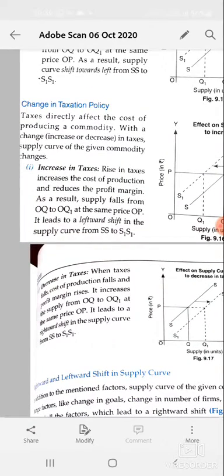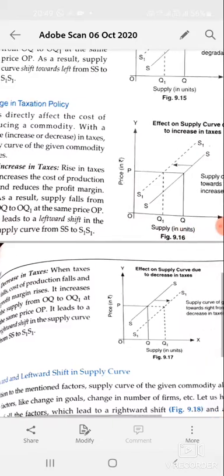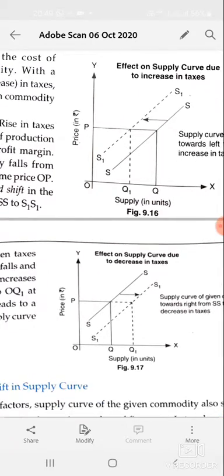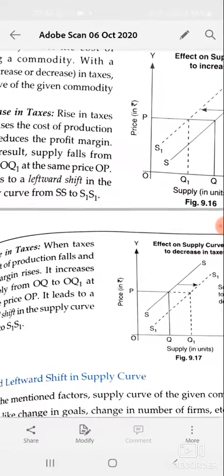Now it's the opposite. Inversely, if the government decreases the taxes on the commodity, the profit margin will increase. An increased profit margin simply encourages the firm to supply more units of the commodity. As you can see in figure number 9.17, the supply curve will shift to the right-hand side. These are the four factors.